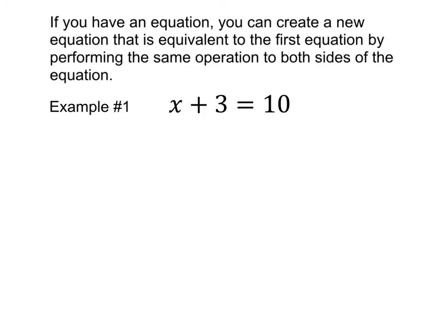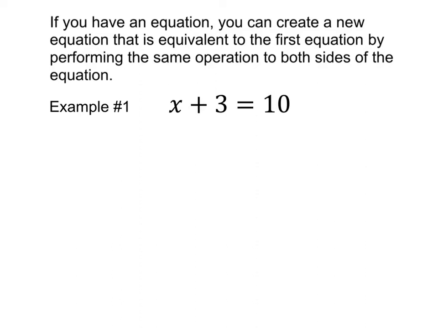Let's take a look at this example. I have this equation, x plus 3 equals 10, and this is a pretty simple equation, so you can probably already tell what the solution is. The solution to this equation would be 7, because 7 plus 3 is 10. 7 is the number that makes that true.